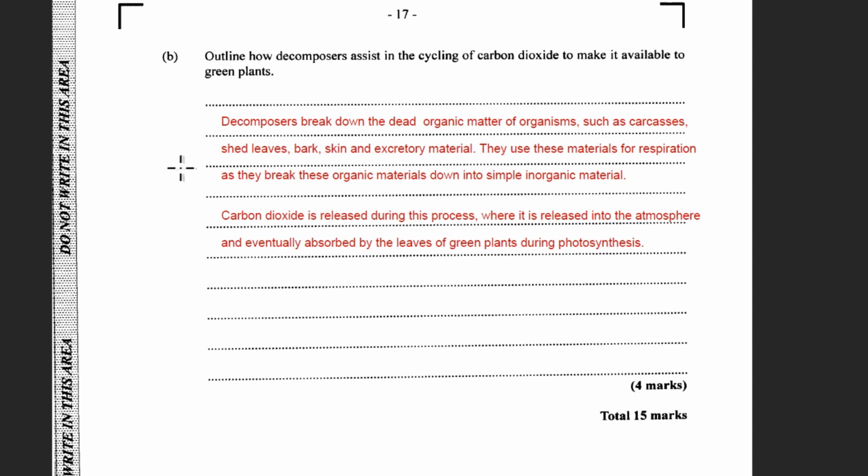So they use these materials for respiration as they break these organic materials down into simple inorganic material, one of those being carbon dioxide. Carbon dioxide is released during this process where it is released into the atmosphere, and eventually it will be absorbed by the leaves of green plants during the process of photosynthesis through the stomata. If you have all of this well explained, I'll give you 4 marks.